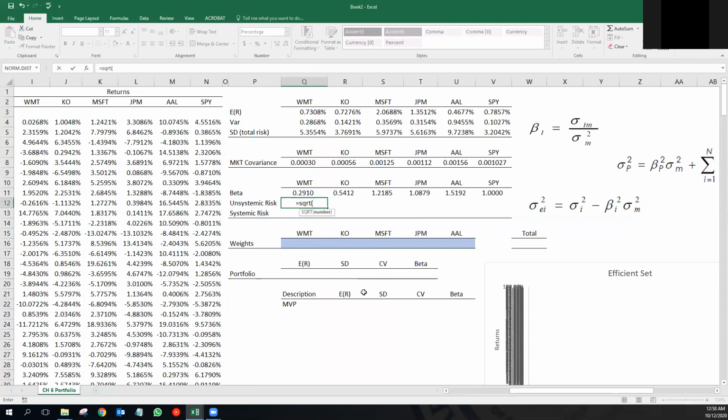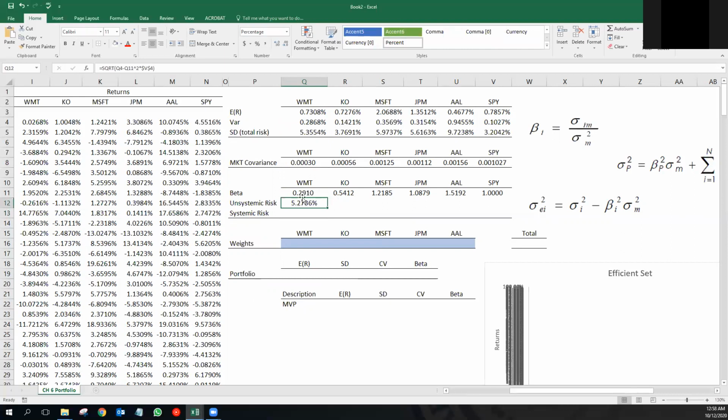So we need the variance of the stock we're looking at. So we're gonna look at the variance of Walmart minus the beta of Walmart squared. So we take that and we're going to square it. Multiplied by the variance of the market. And that one we're going to lock in as well, so we can drag the formula. So that is our unsystematic risk.